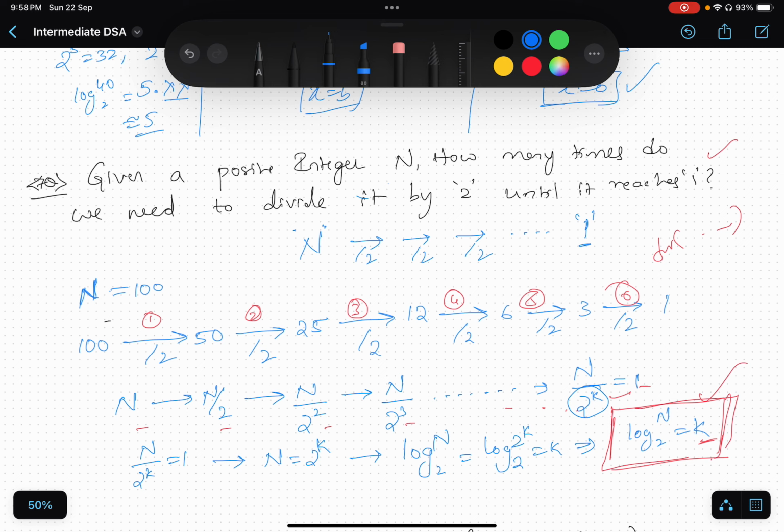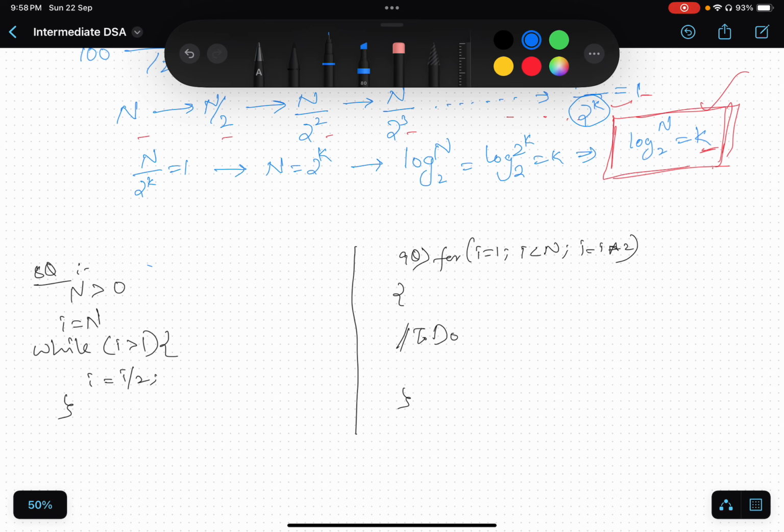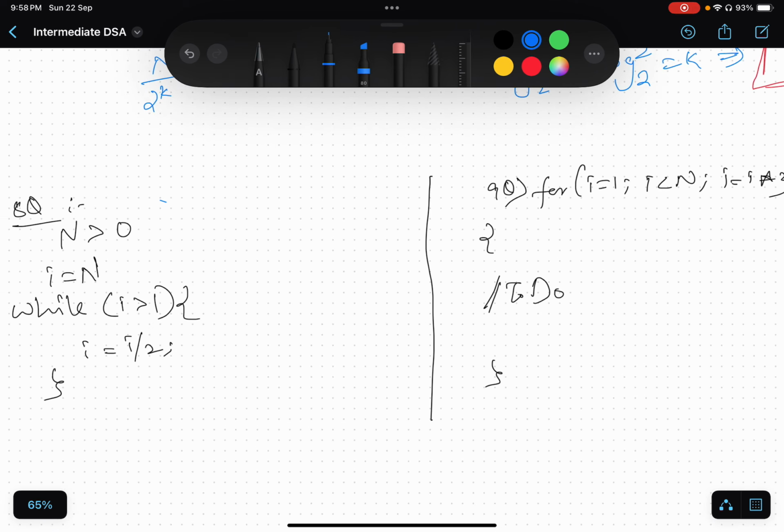Cool. Now we will see some iteration problems. We'll see how to find the number of iterations for the given loops. I have one question here. N is greater than 0, I equal to n, while I is greater than 1, I equal to I divided by 2. So this is as usual. If you take example n equal to 20, you have 20, divided to 10, again divided to 5, divided to 1. This is the common division problem that we see.